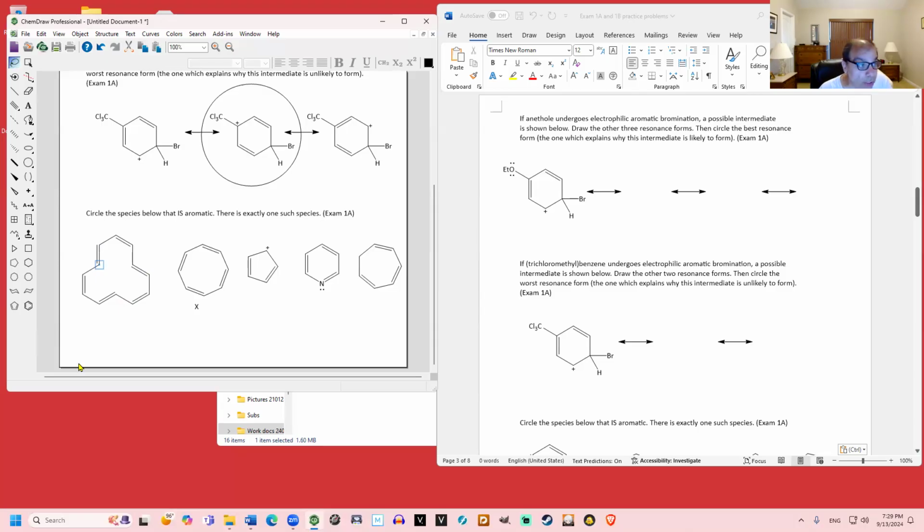So it's got the wrong number of pi electrons, irrespective of whether it's planar or not. I suspect it's not. But we don't need to know that in order to answer the question. All we need to know is that it's got the wrong number of pi electrons. It breaks Huckel rule number 4. So that one's not aromatic.